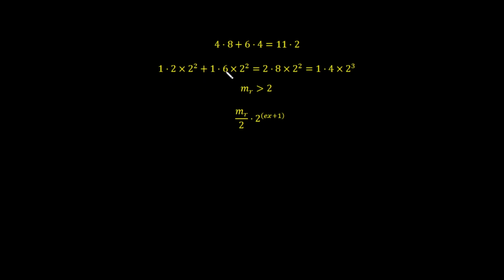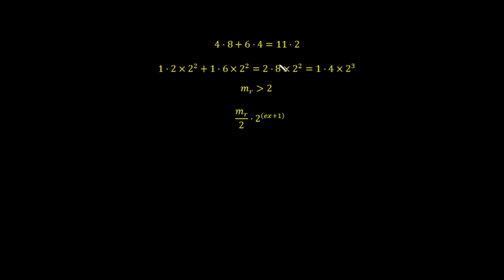But whenever we add these together, we're going to get 1.2 plus 1.6, which is going to be 2.8. Now in this instance, the exponent value is a number which is greater than 2. We can't have the exponent number as a value of greater than 2. So if you were to check this out, 2.8 times 2 to the 2 would give us 11.2.